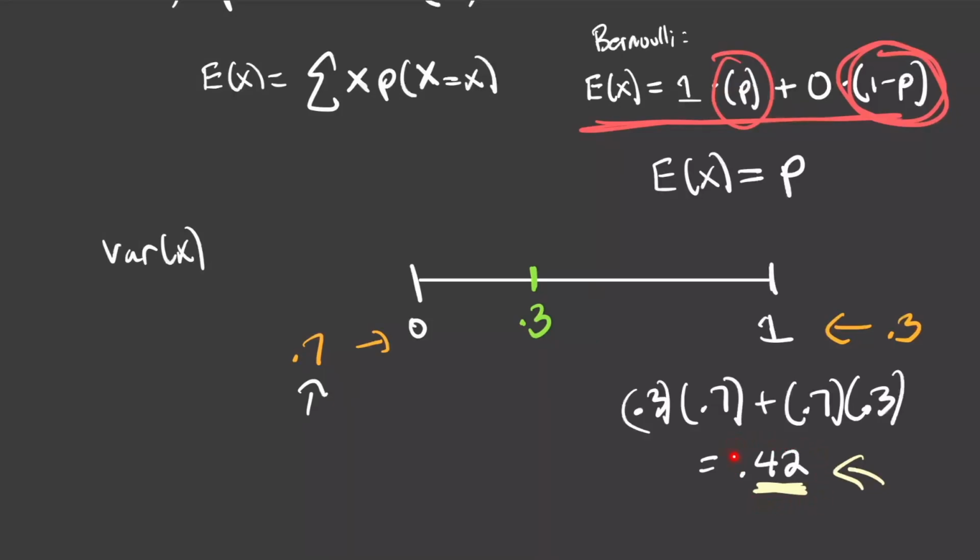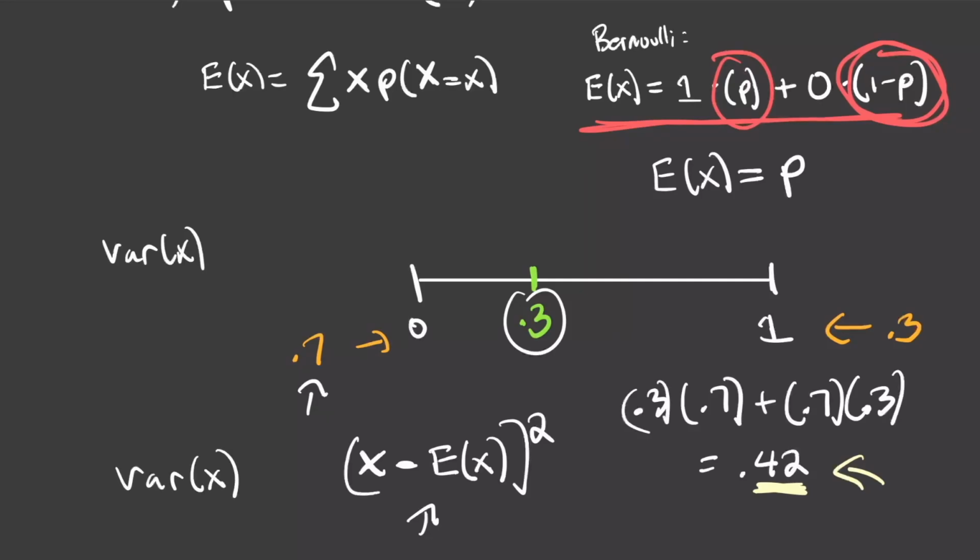So instead of using the absolute value as the distance metric, in variance we're going to use the squared difference. What that looks like in practice is we take the value of x and subtract off the expected value of x, which would be 0.3 in this case, and then we square it. That's going to be our distance metric. And then we want to find the average over all of these distances, so we can take the expected value of this term inside here.